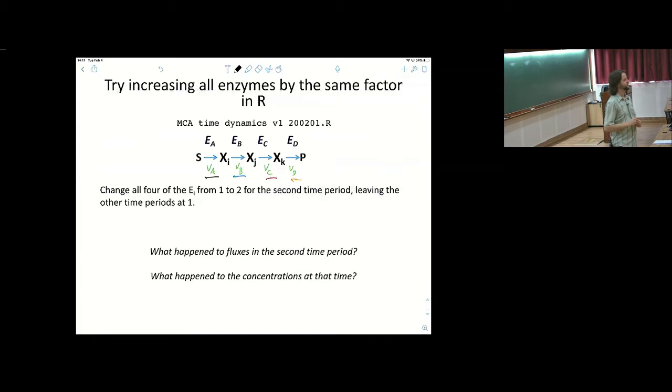Yeah? What happened with the concentrations? I promise the plot's not broken. What happened to the concentrations at time 40? Or time 60? In the first plot? The concentrations are the x's, xi, xj, xk. They don't change at all.